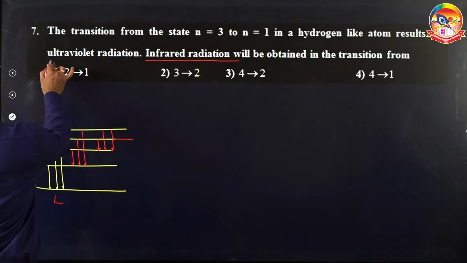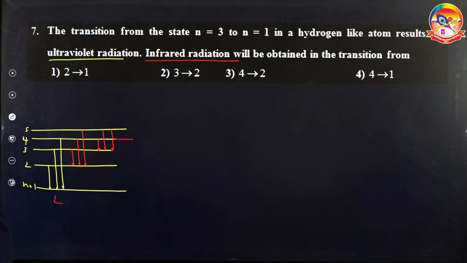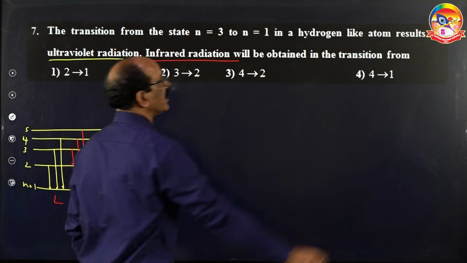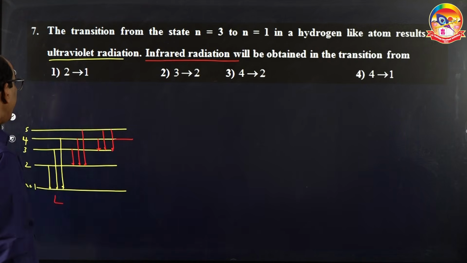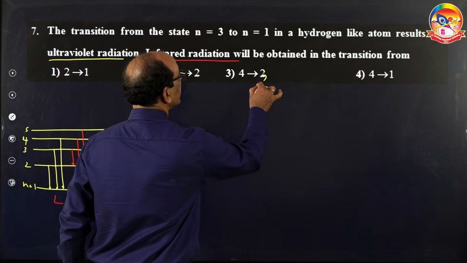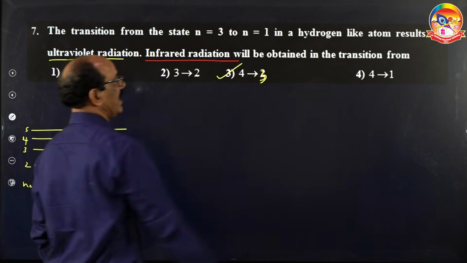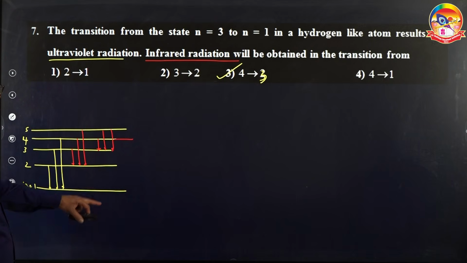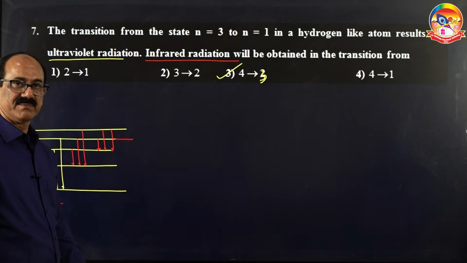We want to get infrared radiation. So when is it possible? When it is getting de-excited from 4 to 3 or 5 to 3, etc. There is no answer possible among the given options. Had it been given as 4 to 3, then this would be the possible answer. Even if you use the energy values that I have told you, 4 to 2 is not possible.